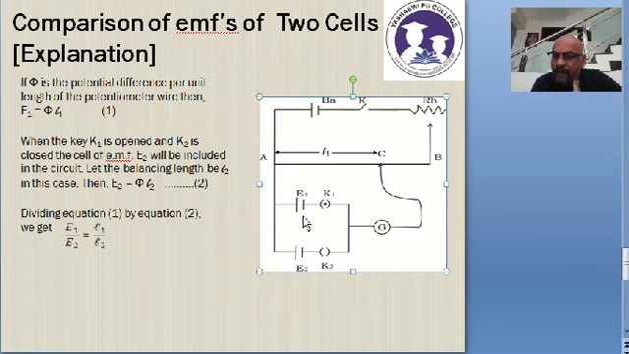And now we have connected other cells E1 and E2. So you want EMF of E1. If you want EMF E1, then close the key K1, open K2.